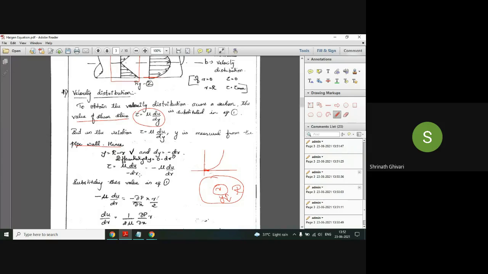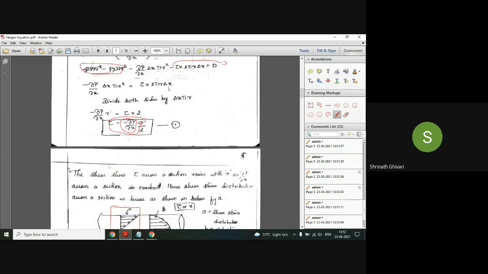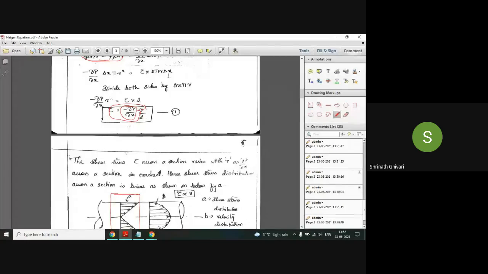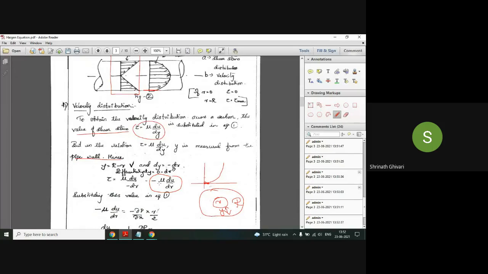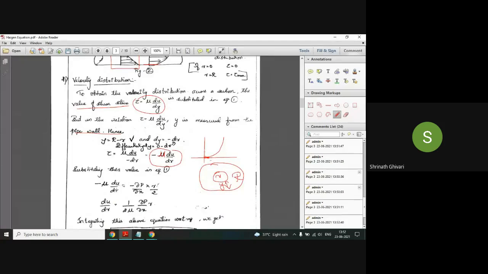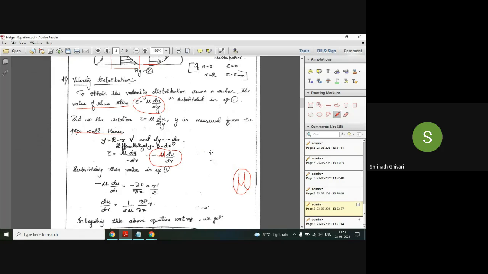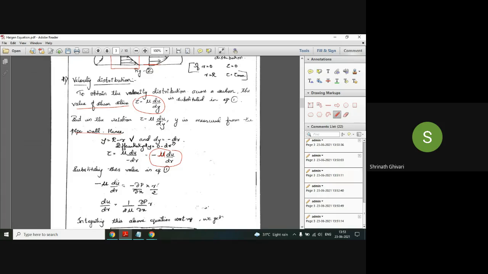So tau equal to mu du by minus dr, it will be minus mu du by dr. Substituting this value in equation 1, tau is minus mu du by dr, where mu is dynamic viscosity and u is velocity. This equals minus dou P by dou X into r by 2, from equation 1.